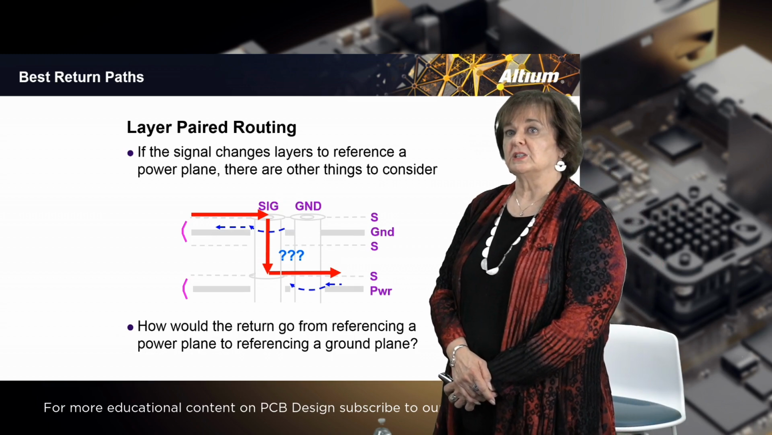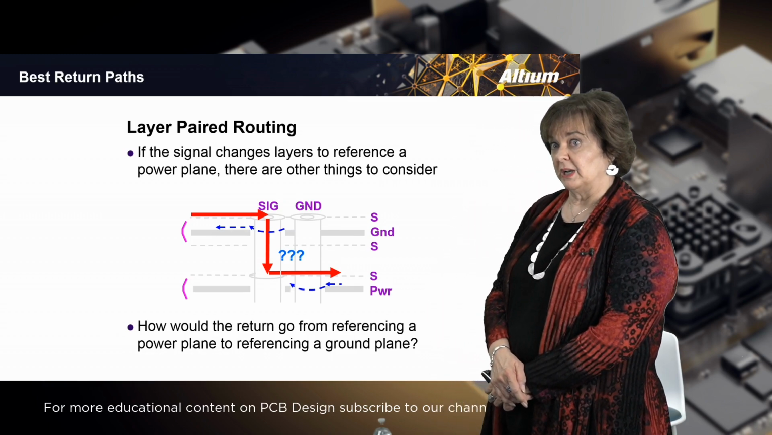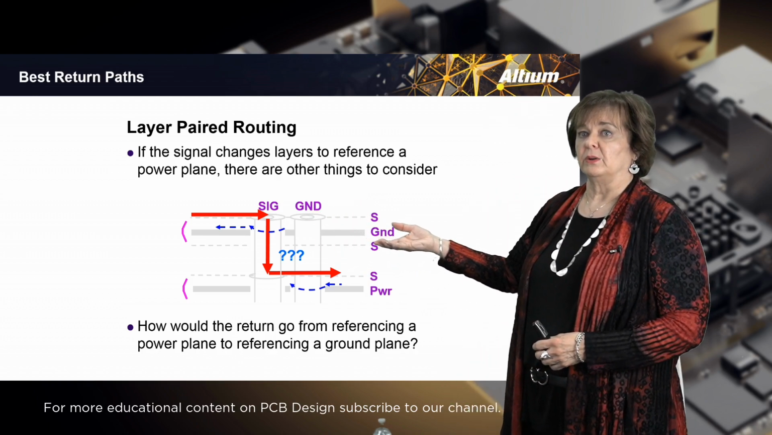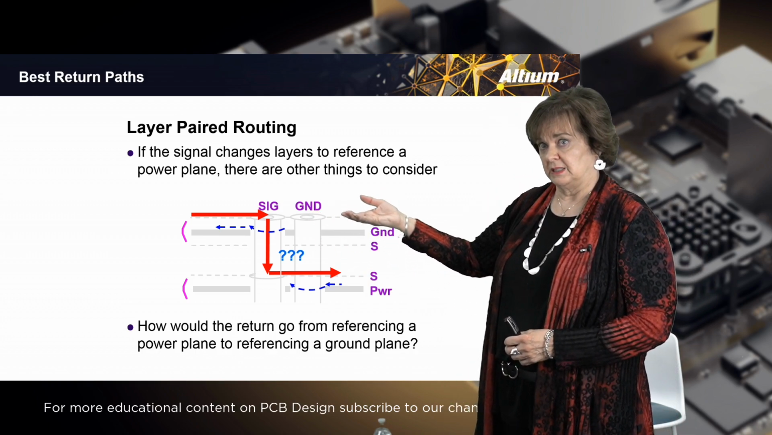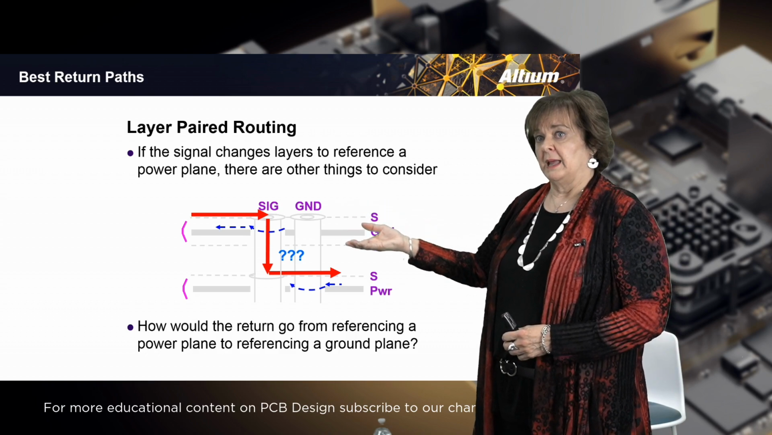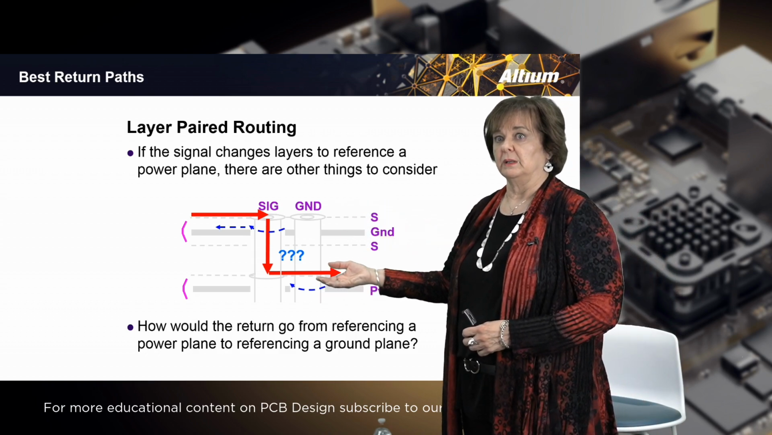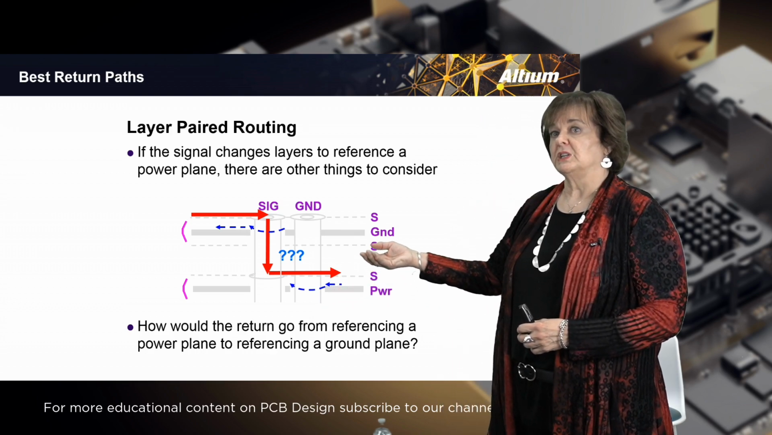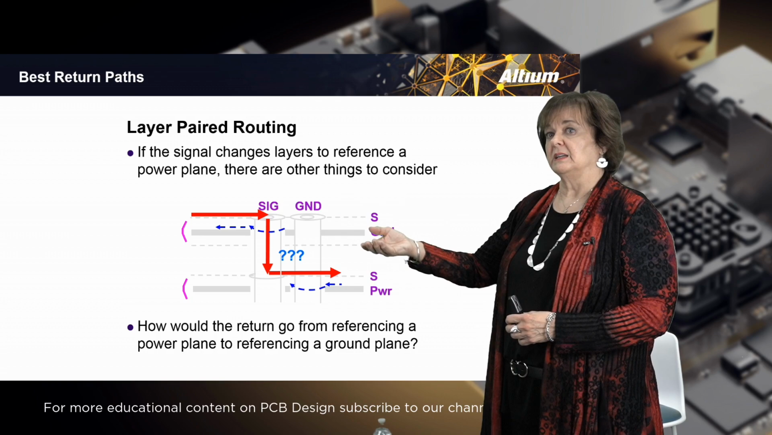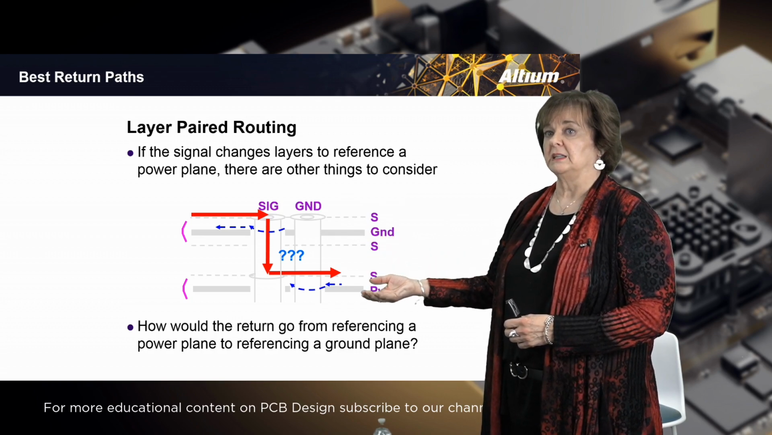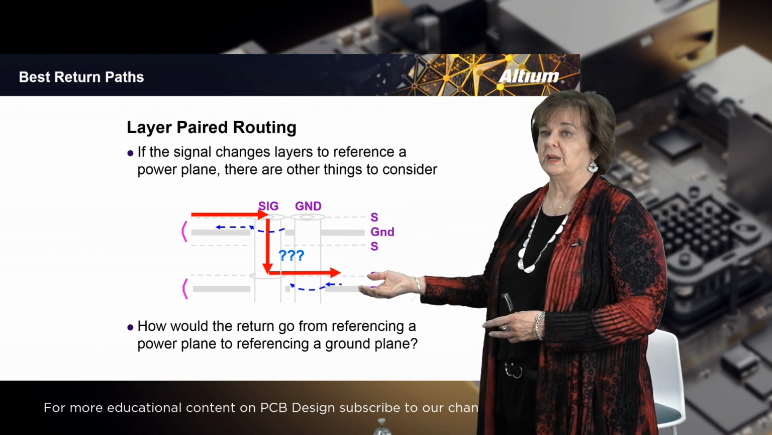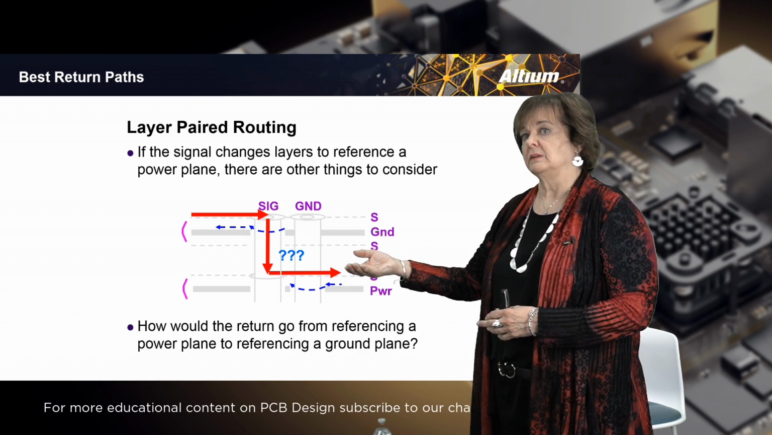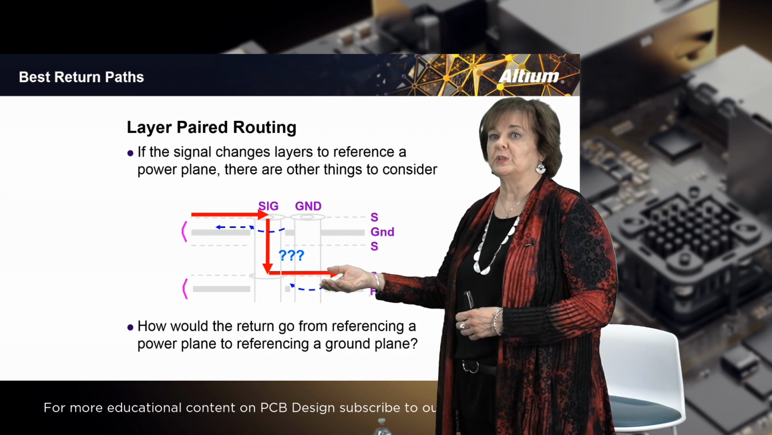If the signal changes layers to reference a power layer, for example, up here you have a signal and a ground, and the signal is referencing ground, and then you're changing it to a layer that references power. That energy cannot couple. The ground via is still there, but the ground via is not connected to this plane, so there is no way to make that helpful, and so there is no way to make that connection easily for the return path.